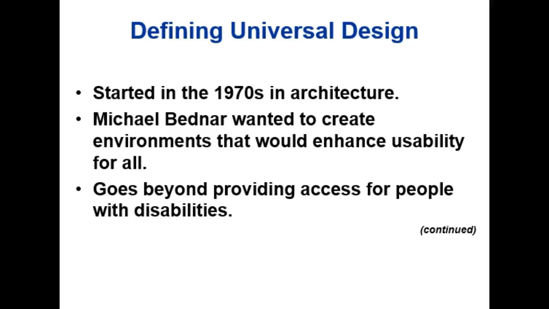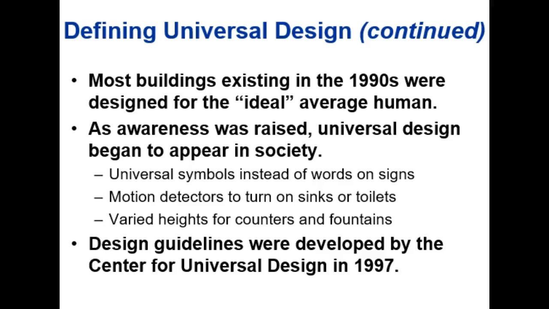Defining universal design started in the 1970s in architecture. Michael Bednar wanted to create environments that would enhance usability for all. This goes beyond providing access for people with disabilities. Most buildings existing in the 1990s were designed for the ideal average human. As awareness was raised, universal design began to appear in society.